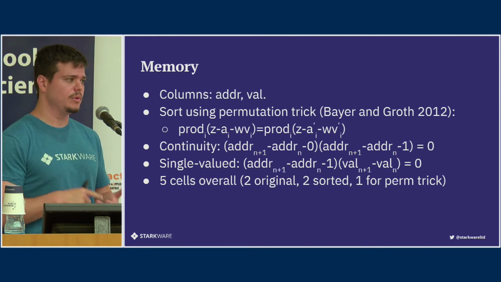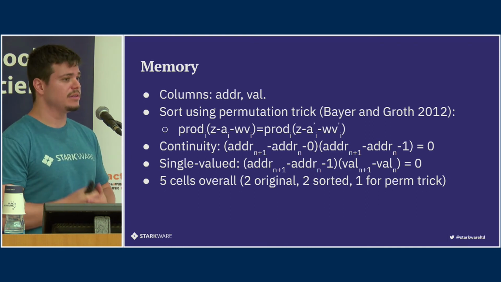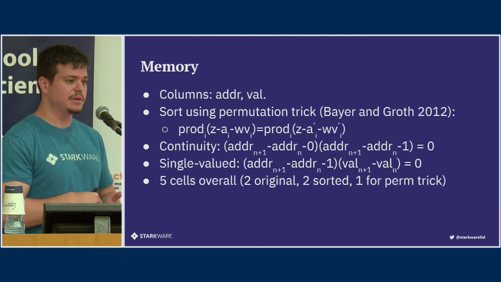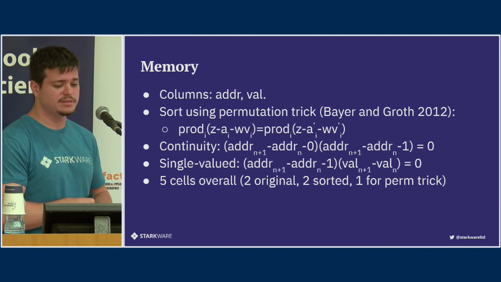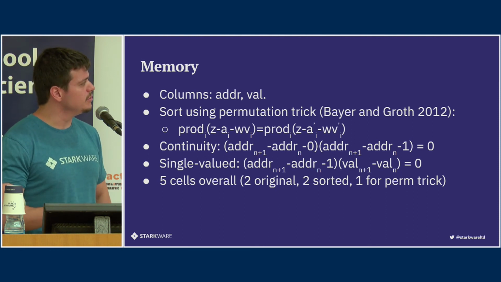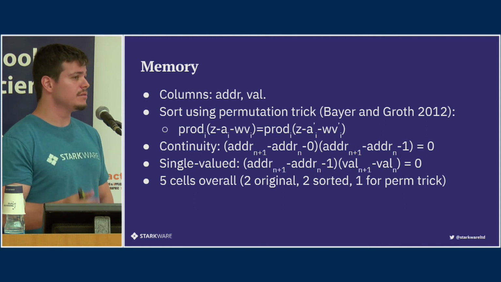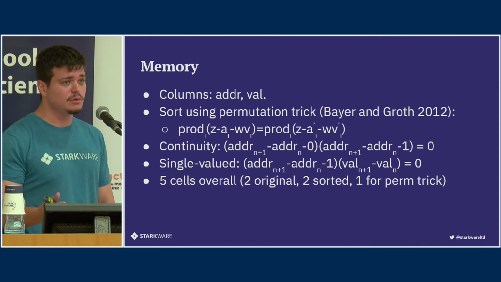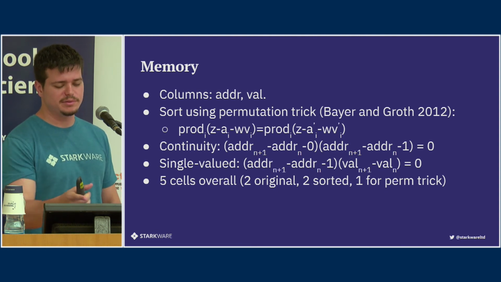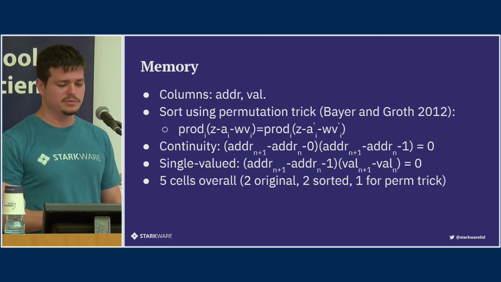So the prover will sort them, but we still need to verify that they are indeed sorted. Because we assumed continuity of the address space, all we need to do is verify that the difference between this address and the next address is either 0 or 1. This is a local constraint, which is awesome. And it's very simple. It's either 0 or 1. It's a degree 2 polynomial.